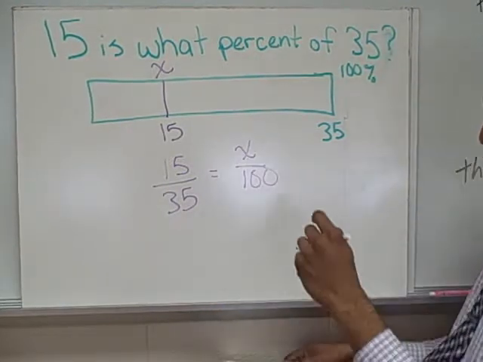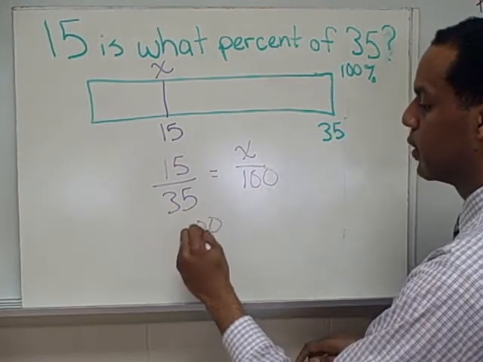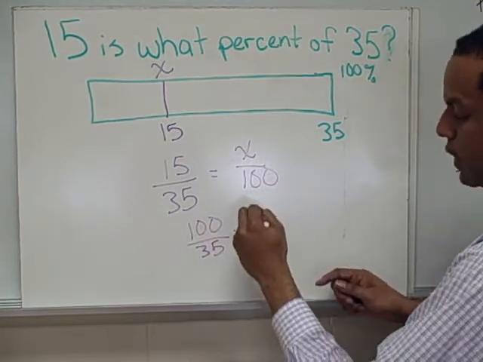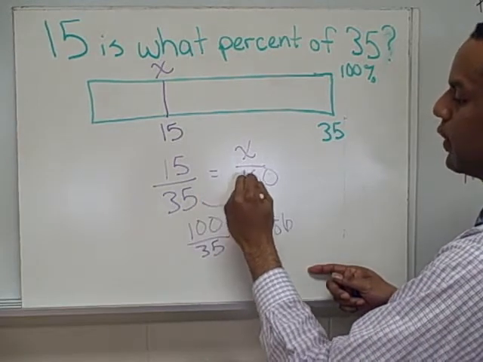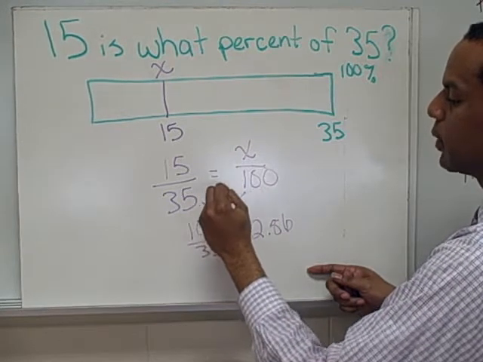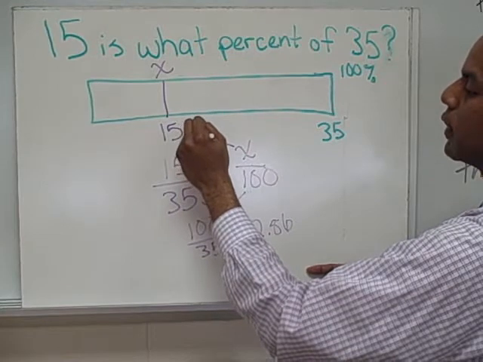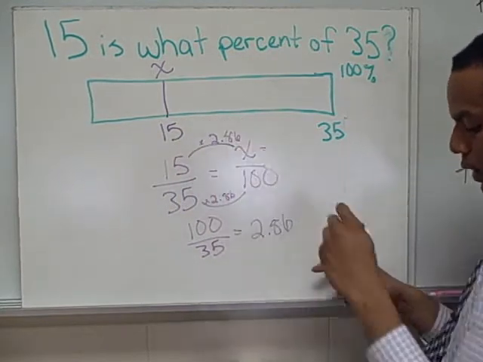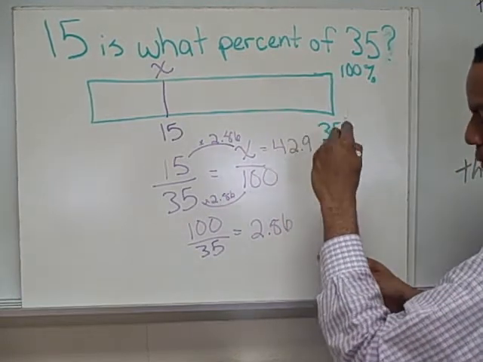over 100. So if I divide 100 by 35, that should give me 2.86. So I know that 35 times 2.86 will give me 100. So I would do the same thing up here. I would do 15 times 2.86, and it should equal 42.9.